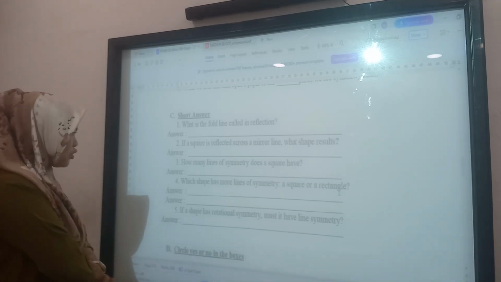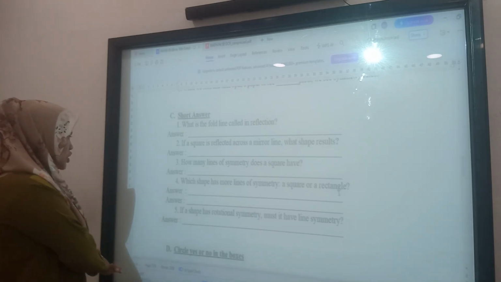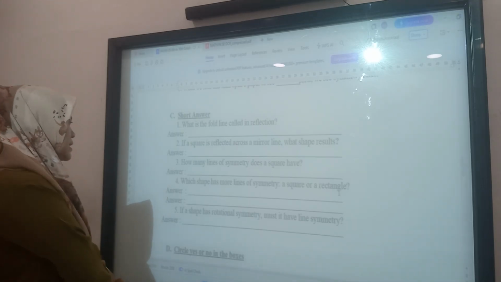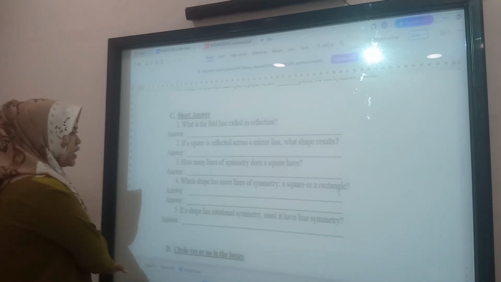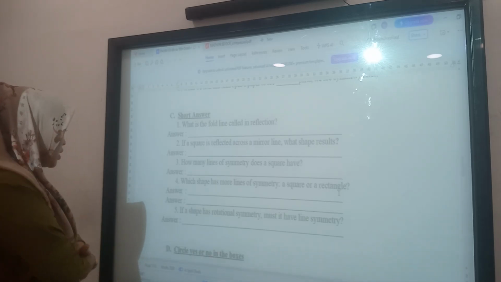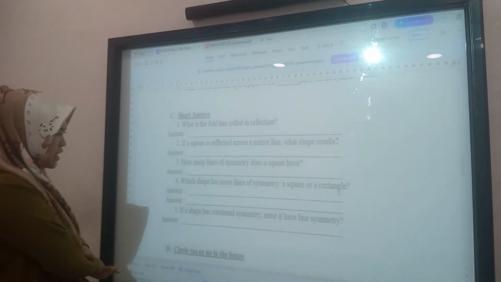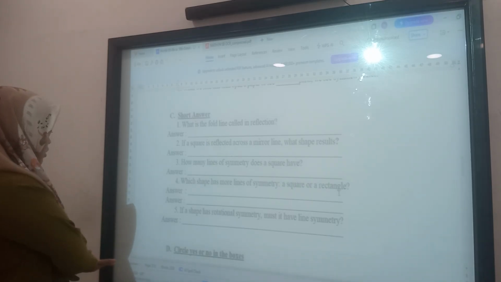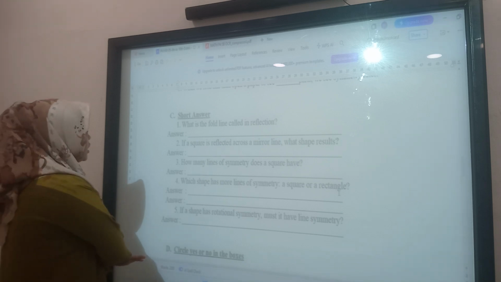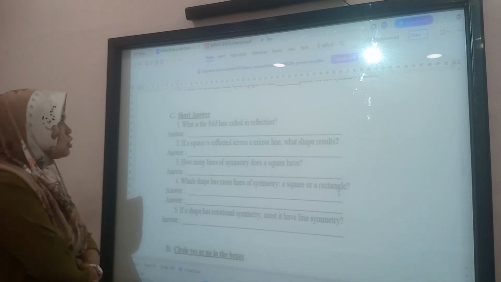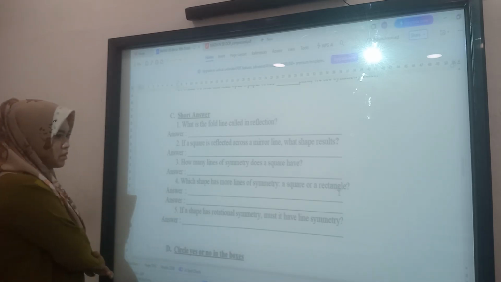Number 4. Which shape has more lines of symmetry, a square or a rectangle? The shape that has more lines of symmetry is a square, because a square has 4 symmetry lines but a rectangle only 2. Number 5. If a shape has rotational symmetry, must it have line symmetry? Not always, because when we do rotation equally, not all shapes will have line symmetry.